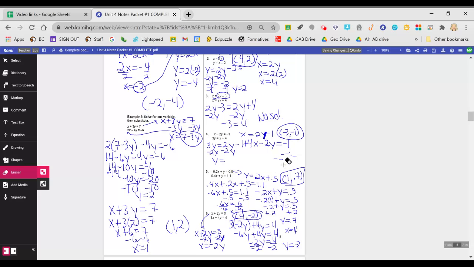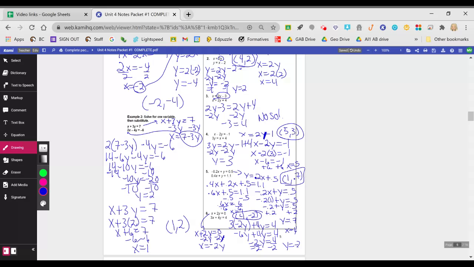So since I made a mistake finding y, that also means my x is wrong. So that gives me y equals 3. I then substitute that into my original. So it's x minus 2 times 3 equals -1. So that's x minus 6 equals -1. Add 6, x equals 5. So my solution is 5, 3.